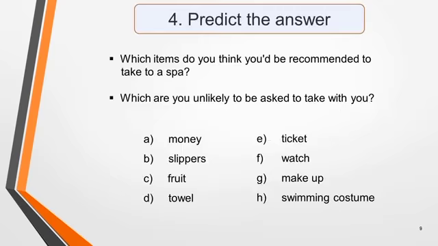Step 4 is to try and predict the answers. Look at the list. You'll probably be able to predict several items that are correct and a couple that are most likely wrong. Pause the video and try this now. Which items do you think you'd be recommended to take to a spa, and which are you unlikely to be asked to take with you? Expect to hear all the answer options in the recording, not just the correct answers. You'll have to listen very carefully to determine if each item is or is not recommended.